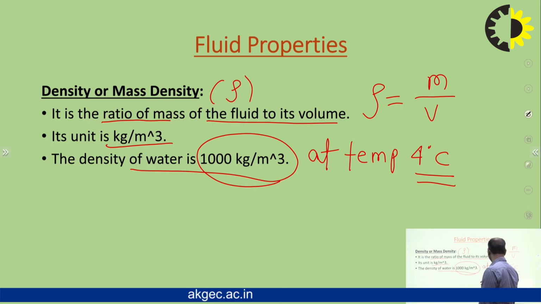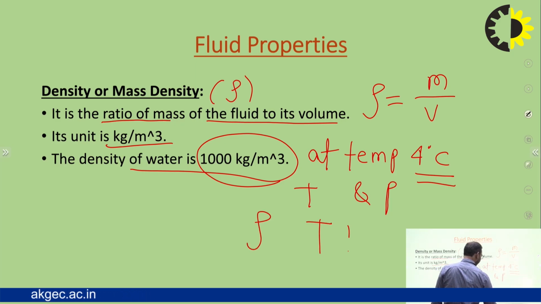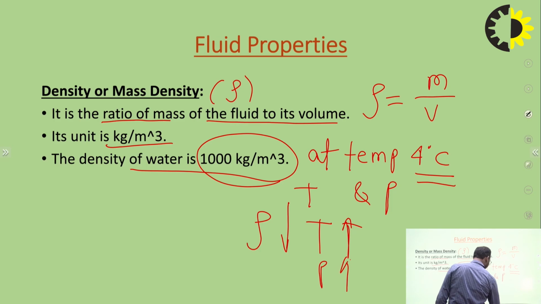Density depends upon temperature and pressure. With rise in temperature, density decreases, whereas with rise in pressure, density increases.